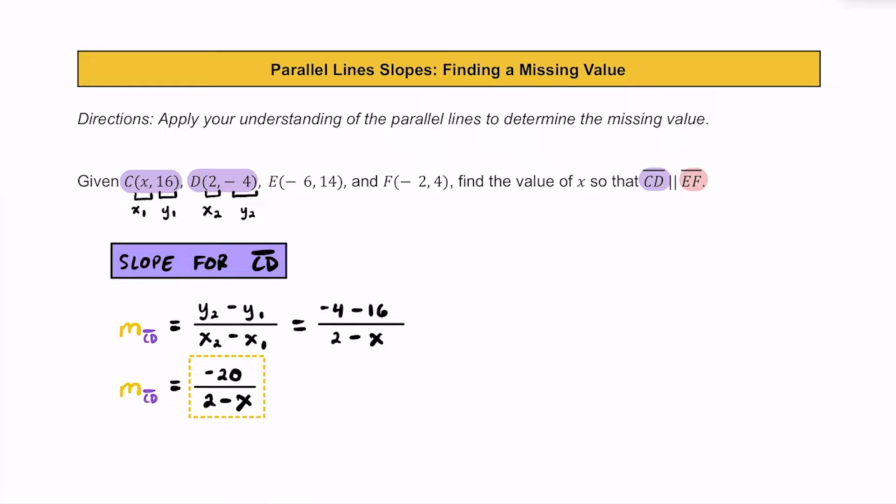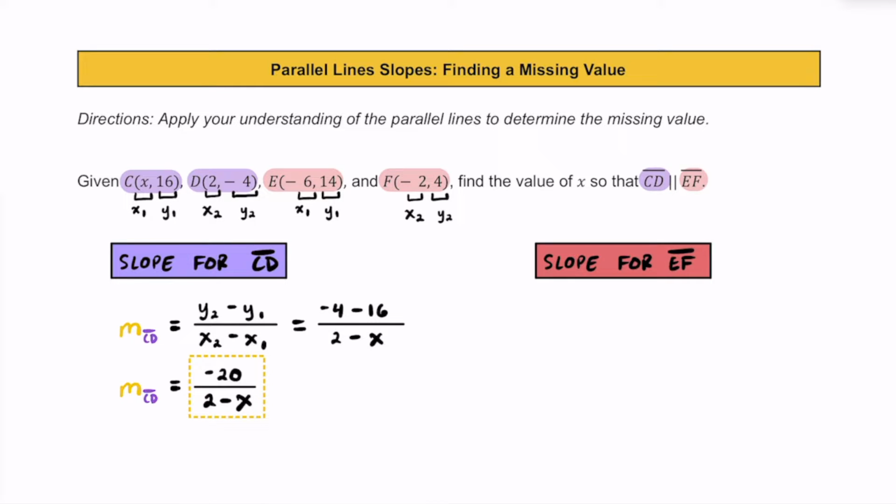Alright, let's look at line EF now. This one's going to be a little bit easier to deal with since we don't have any variables and we can actually find the slope of this line. Now for this line, the -6 and -2 can be our x1 and x2, and the 14 and 4 can be our y1 and y2. Let's use that information to find the slope for line EF now.